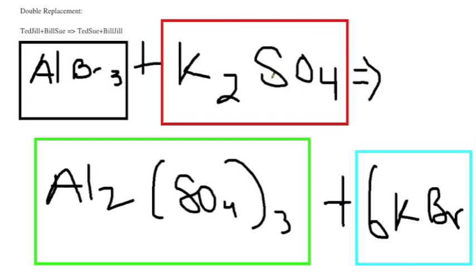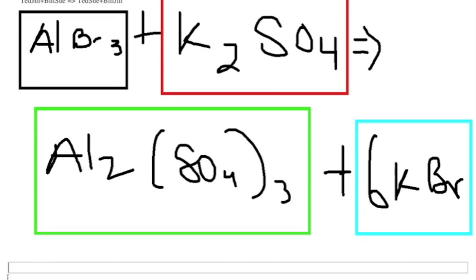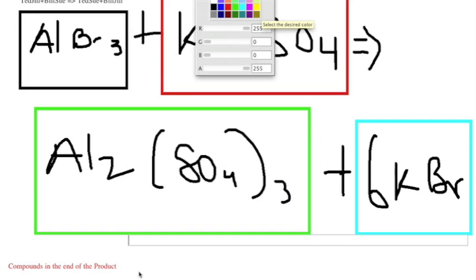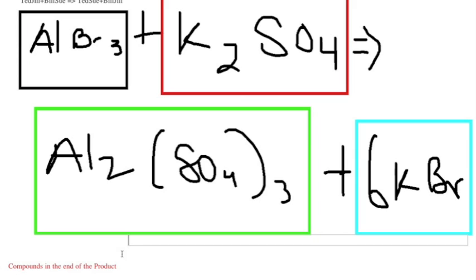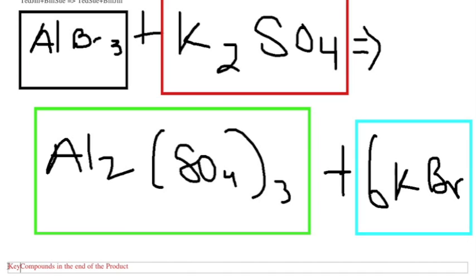So there's a trick to this. The trick in this example is that you have compounds in the end of the product. Yeah, I know you guys can't see it, so I'm gonna make it red. There you go. That's your key idea, your trick to this: you have compounds in the end of the product.